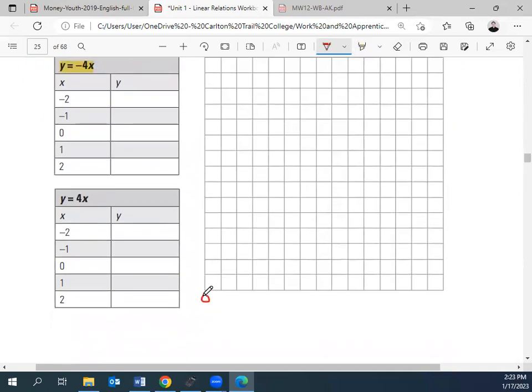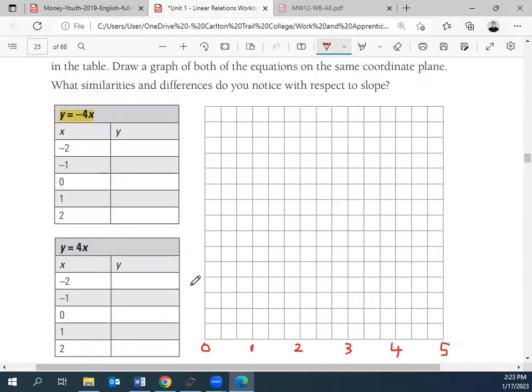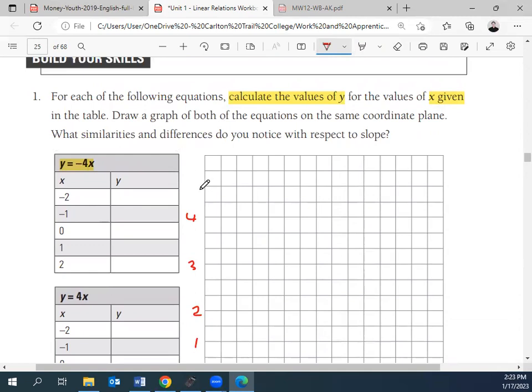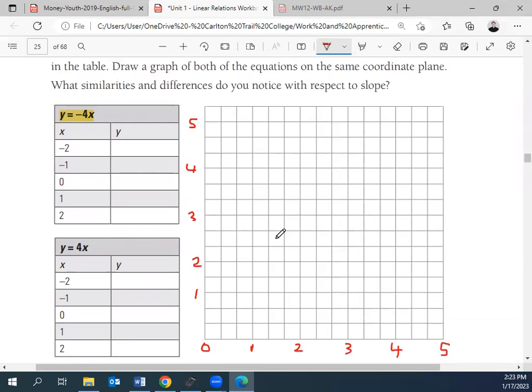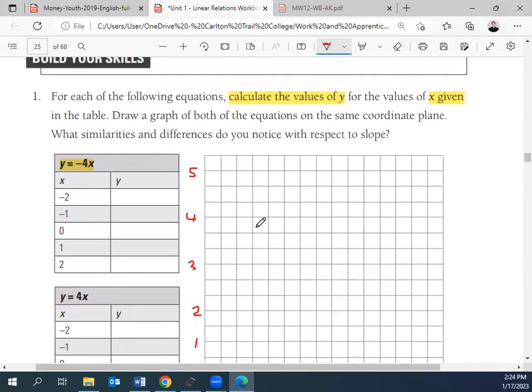So let's imagine this one here is 0. Let's go 1, 2, 3. Let's imagine this is 1, 2. I'm just spacing it out a little bit. Again, the scale is not too important here. All I'm doing is spreading it out a little bit so that I have a pretty big graph, so it's easier to see stuff. So let's imagine this is 1, 2, 3, 4, and 5.